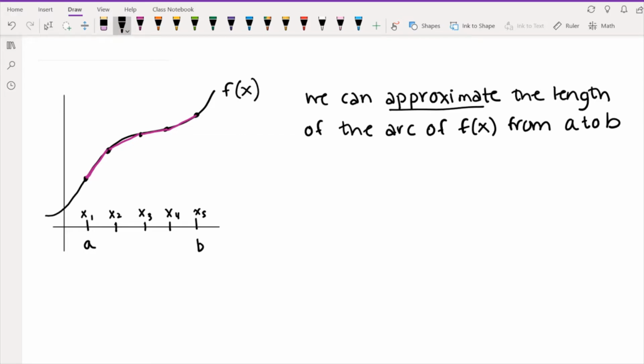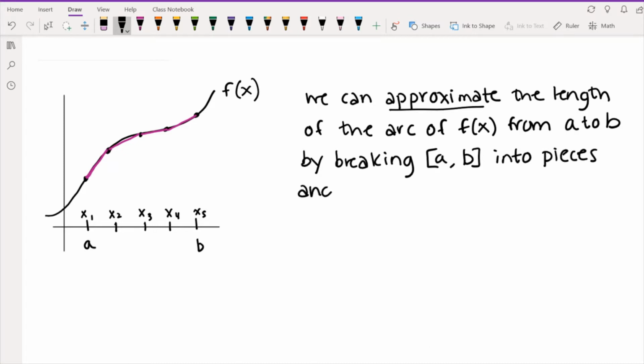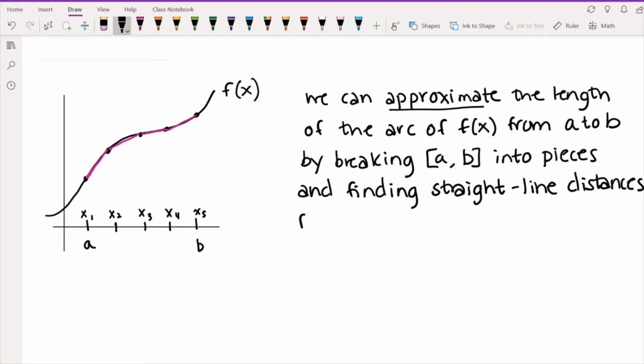So we can approximate the length of the arc from A to B by breaking A, B into pieces and finding what I'll call, again, straight line distances for each piece.